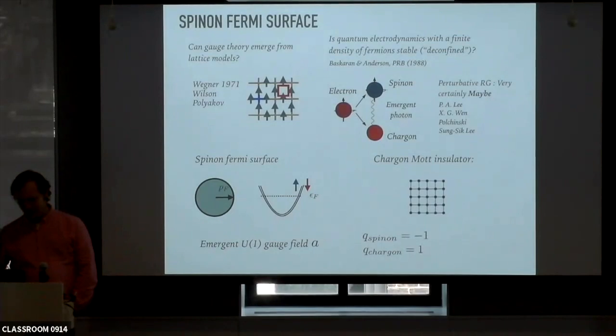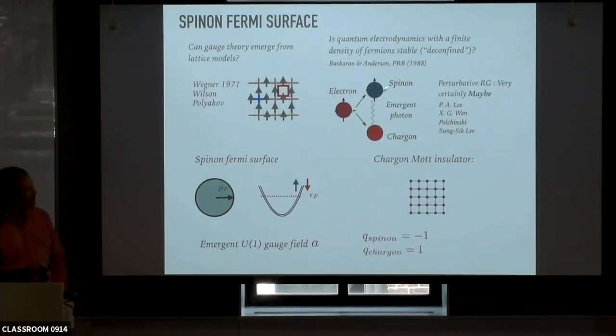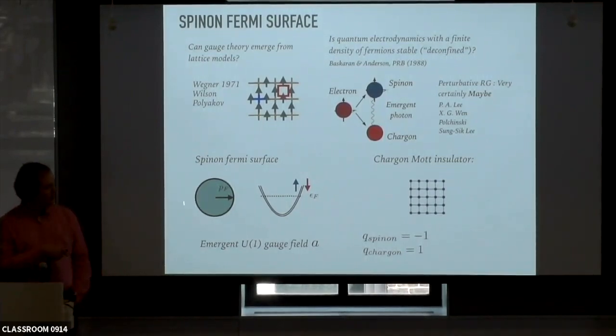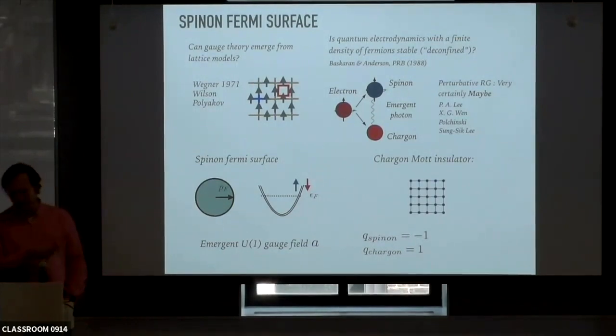So, the spinon Fermi surface is a very interesting state. It's basically a state in which the electron breaks into a neutral fermion with an emergent photon coupled to some boson that carries no spin, but carries the charge. The boson is gapped, and these spinons are left at low energies to form a gapless Fermi surface state, basically.